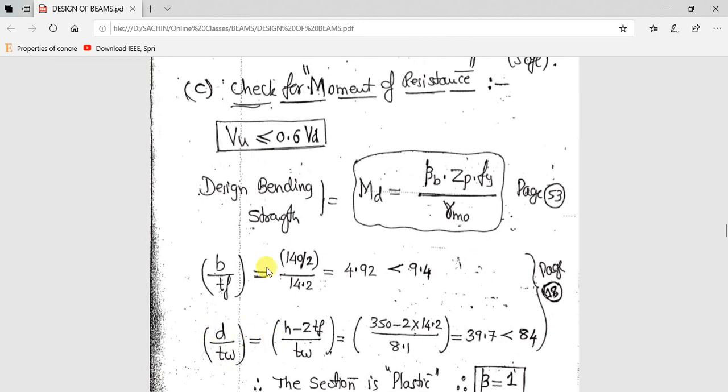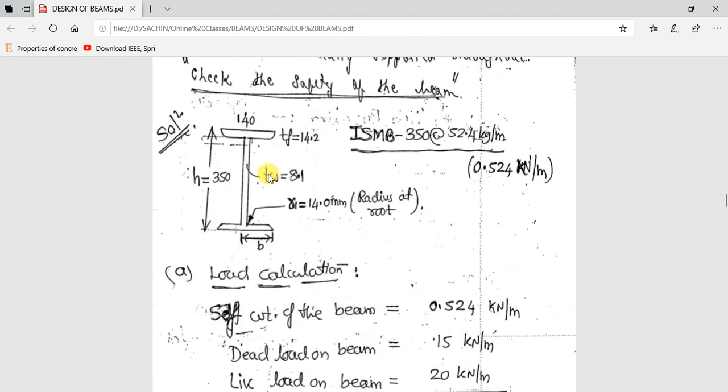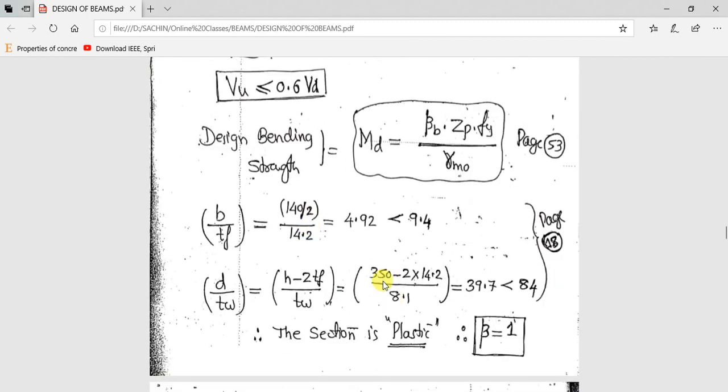D is nothing but H minus 2 times the thickness of the flange, that is, from this particular point till here. So that is what we have substituted here: 350 is the overall height, minus 2 times the thickness of the flange, 14.2, and the thickness of the web is 8.1. So we are getting 39.7. It is less than 84. So based on these two values, 4.92 and 39.7, referring to the table on page number 18, we can decide that this falls under the category of plastic section. So if it is a plastic one, this beta will be equal to 1.